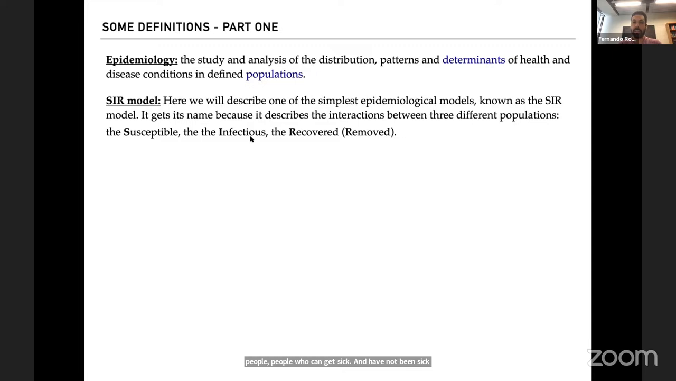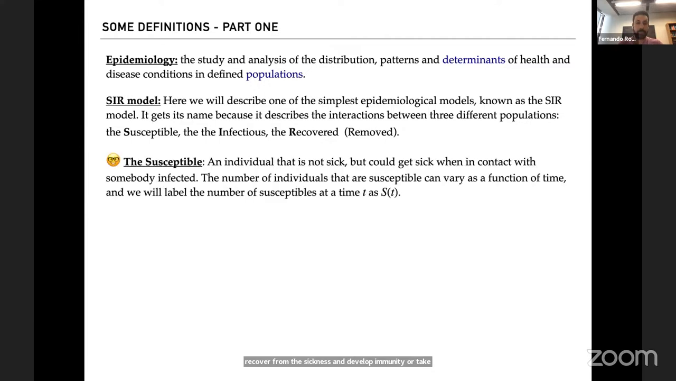So the people that are currently sick and can get other people sick. And then there's another category, which we call the recovered, or you can think of this as removed. This is basically when a person gets sick, then after some time, you will go into the category of recovered or removed, which means they can either recover from the sickness and develop immunity, or they pass away and then they're not anymore part of the population.